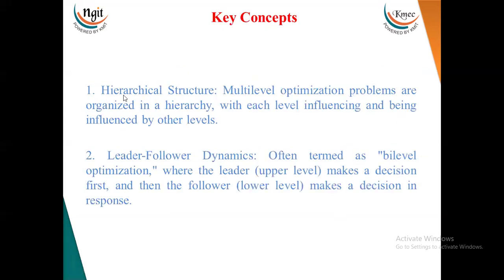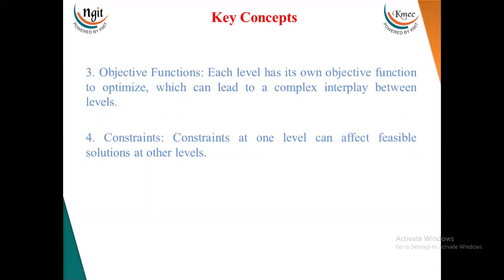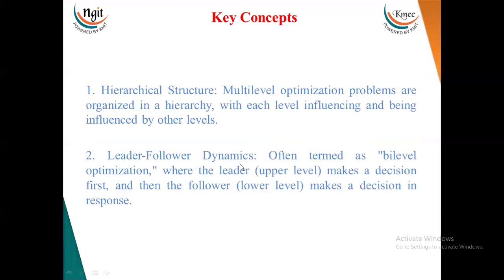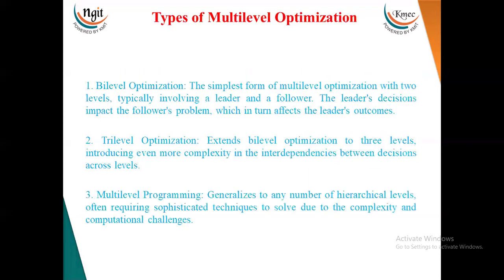Next. So the key concept, hierarchical structure. Why? Because we have upper level and lower level problems, we have to follow the hierarchical structure. Next one is leader follower dynamics, often termed as bi-level optimization, where the leader makes the decision first and the follower will make the decision in response. Third one, objective functions and constraints. What are the objective functions in order to optimize and what are the rules set to other levels?